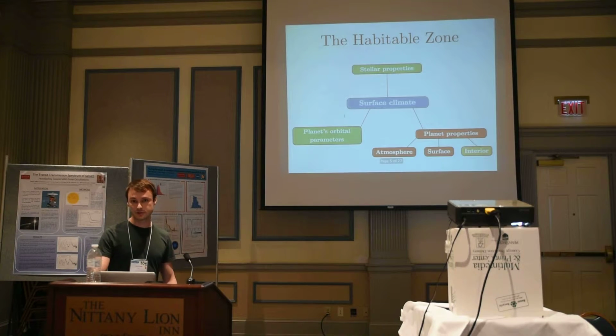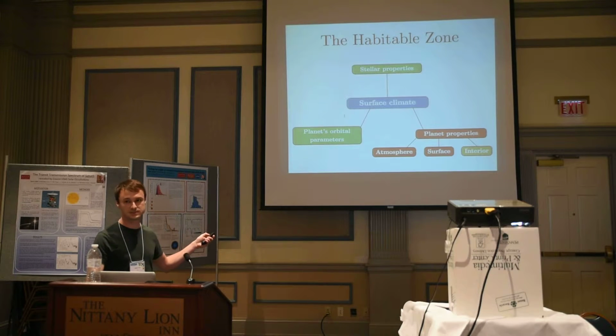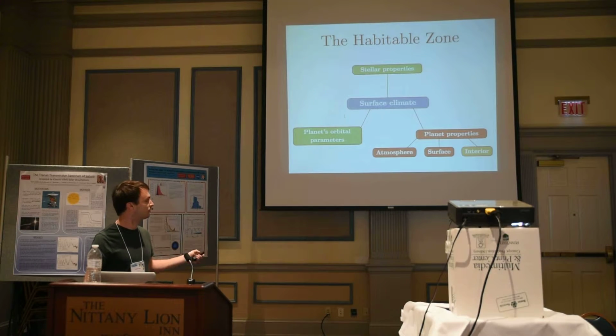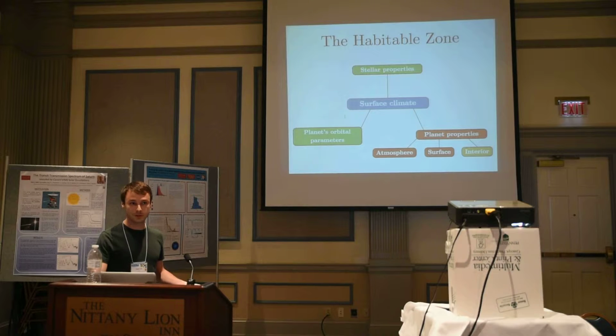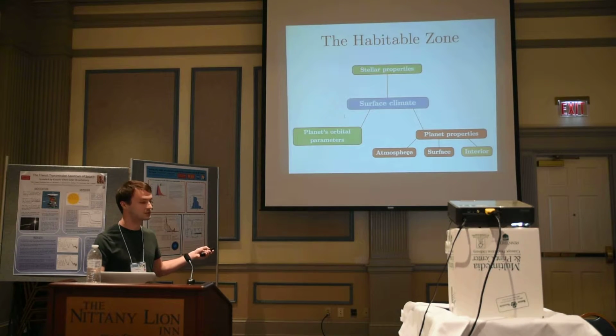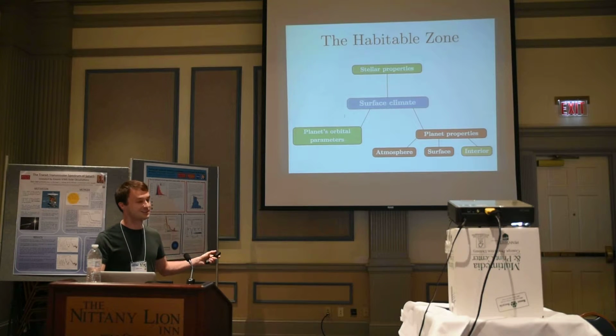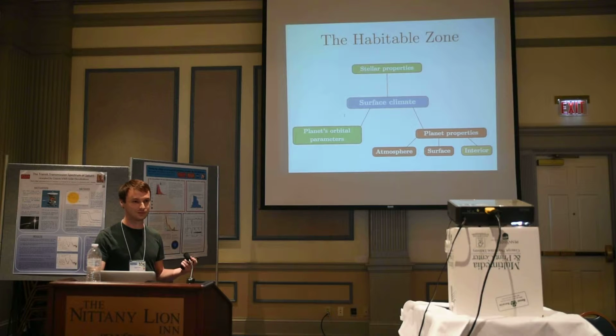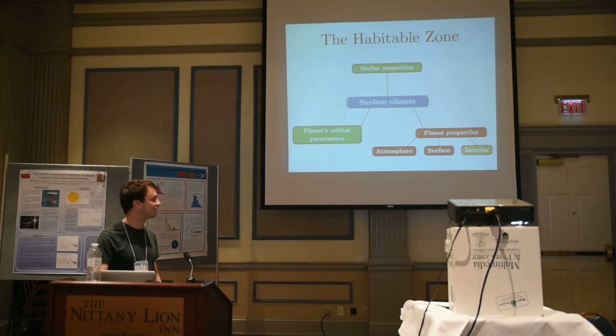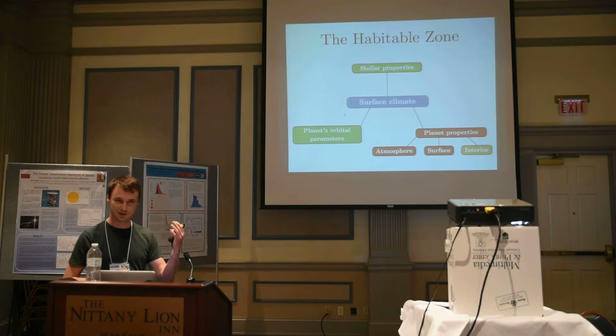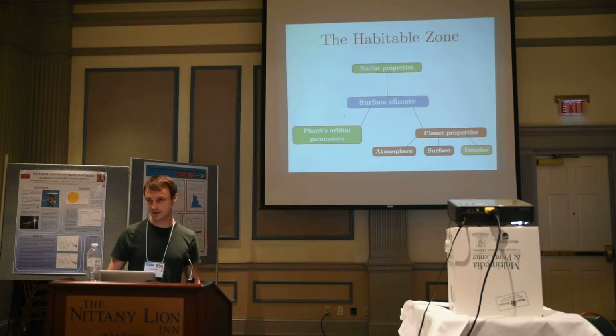So what we know from observations is the stellar properties. We also have a good handle on the orbital parameters, but most of the planet properties are observationally unconstrained. We have no clue about the atmospheres of the small planets, surfaces, and the interiors. The interior is in yellow because from transit observations, we know the planet radius. From radial velocity, we know planet mass. If you have the average density, you can start guessing the interior properties of the exoplanets.